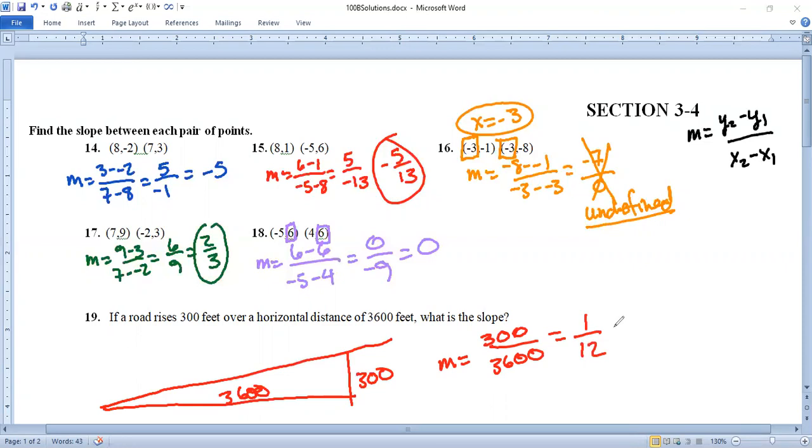And you can put that into a calculator and get 0.0833, something like that. And then that becomes 8.3 percent road grade. That's how they would calculate road grade. Or if you want to leave it for this class, we can leave it in fractions, and that's perfectly fine. Great.